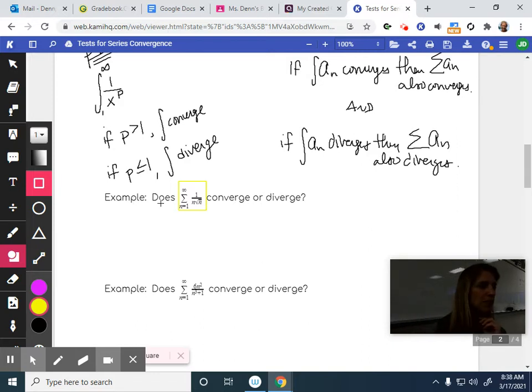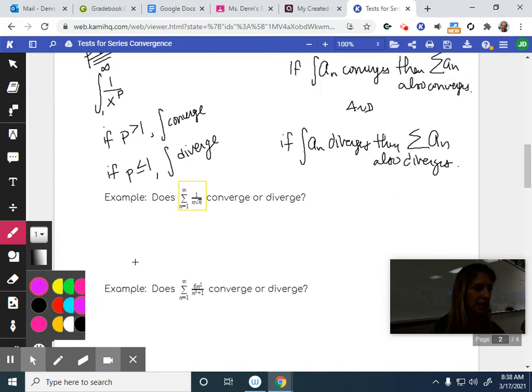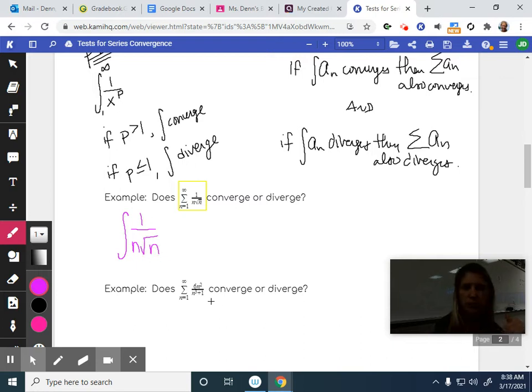Okay, so does this converge or diverge? Well, the nth term test tells me to keep testing. The geometric test tells me nothing. So now I'm going to try out the integral test. So I'm just going to see what happens. What would the integral of 1 over n root n be? Would that converge or would it diverge? And I'd be going from 1 to infinity, just like the limits of the series do.